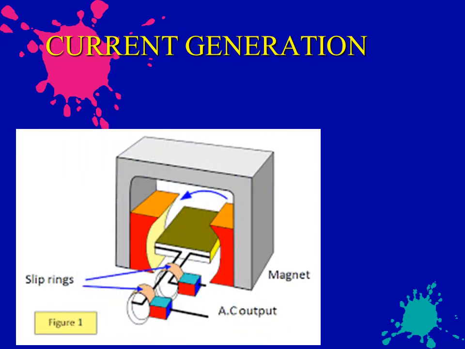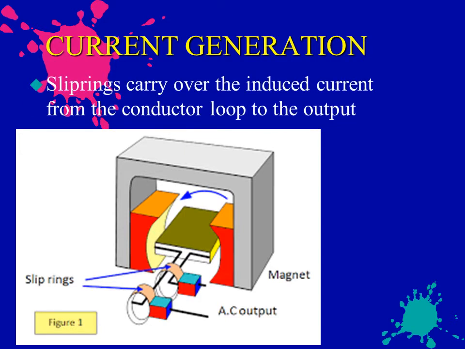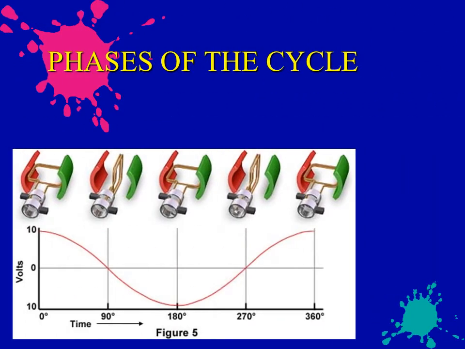Current generation by means of a coil rotating through a permanent magnetic field. Slip rings carry over the induced current from the conductor loop to the output. The coil goes through different phases of the cycle, creating a sine wave.